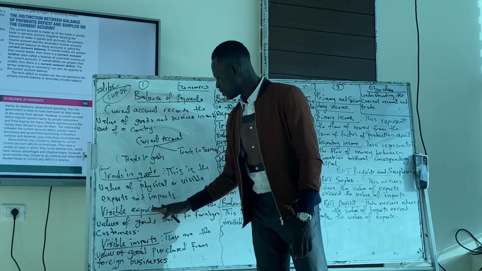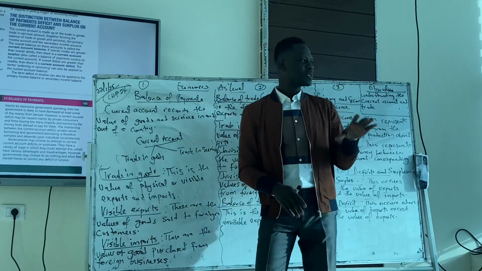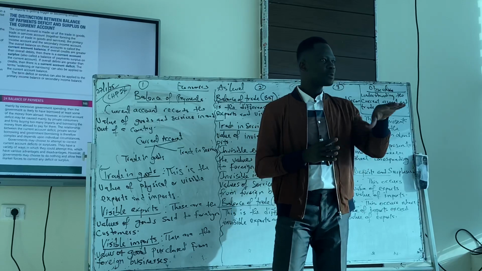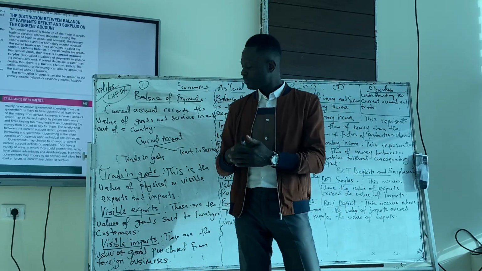So for visible exports, these are the values of goods sold to foreign customers. So it is export because we are selling to foreign customers. That is what export is about. Export means we have these goods, we are selling to foreigners. That is export of goods.